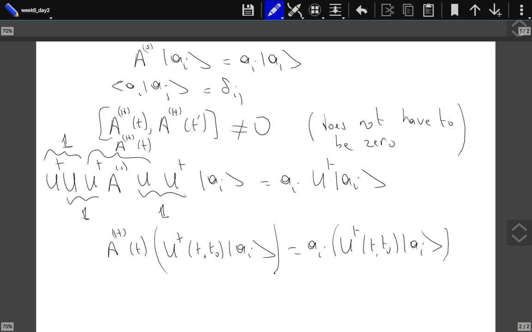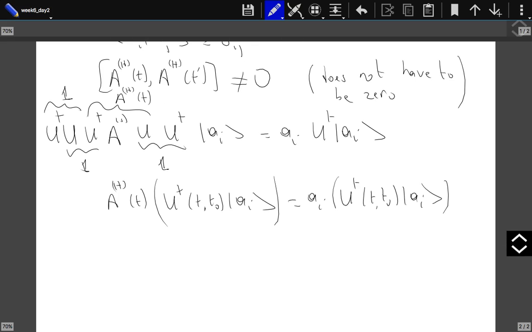Now you see that the eigenket of the Heisenberg operator is not |a_i> at all times, but it is this one, |a_i>. Let me put the label t also. U dagger (t, t0) |a_i>. These are the eigenkets of my operator.